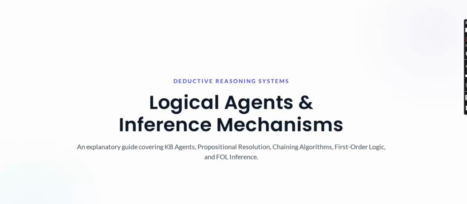Registration number is 23TE22. Today I'm going to talk about how artificial intelligence makes decisions. We will look at how logical agents and the different ways they connect the dots using things like forward chaining, backward chaining, and first order logic. So let's get started.